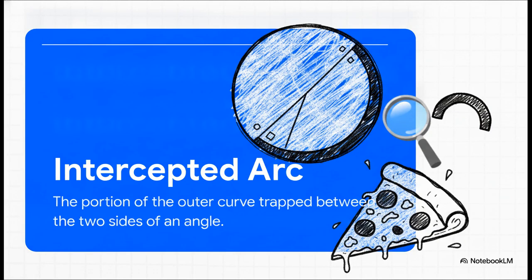Now, both of these angles open up and basically catch a piece of the circle's edge. We call this the intercepted arc. Think of the intercepted arc as the crust of a pizza slice that the angle creates. It's the portion of the outer curve perfectly trapped between the 2 sides of your angle.